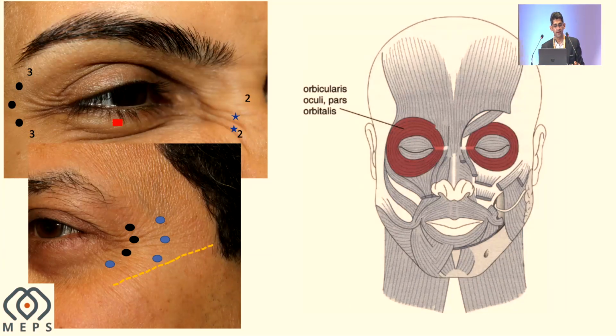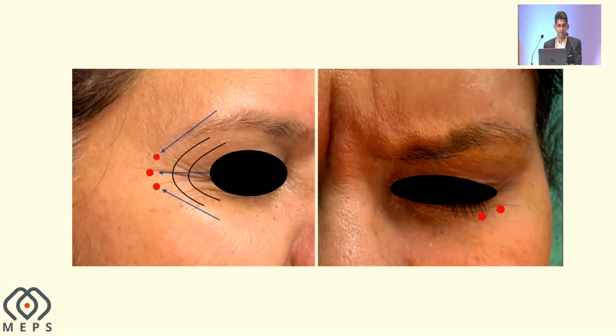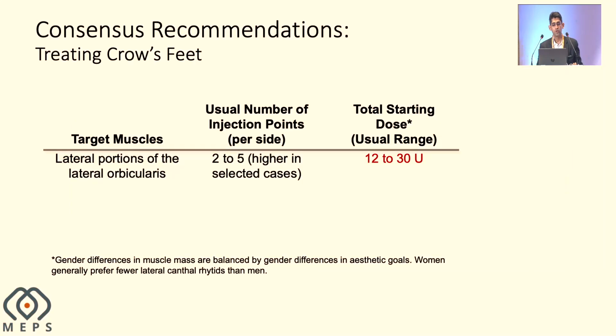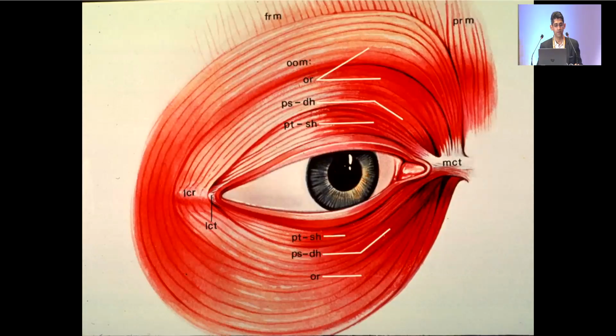And in the inferior crow's feet, you should not go too close to the orbicularis muscle because sometimes you might end up with epiphora. While injecting the crow's feet, also one thing that you can do is keep your finger within the orbital rim to help the molecule from not diffusing into the orbit. The usual starting dose for crow's feet is around 12 to 30 units, depending whether it's a male or a female patient, and 2 to 5 injection points can be followed.